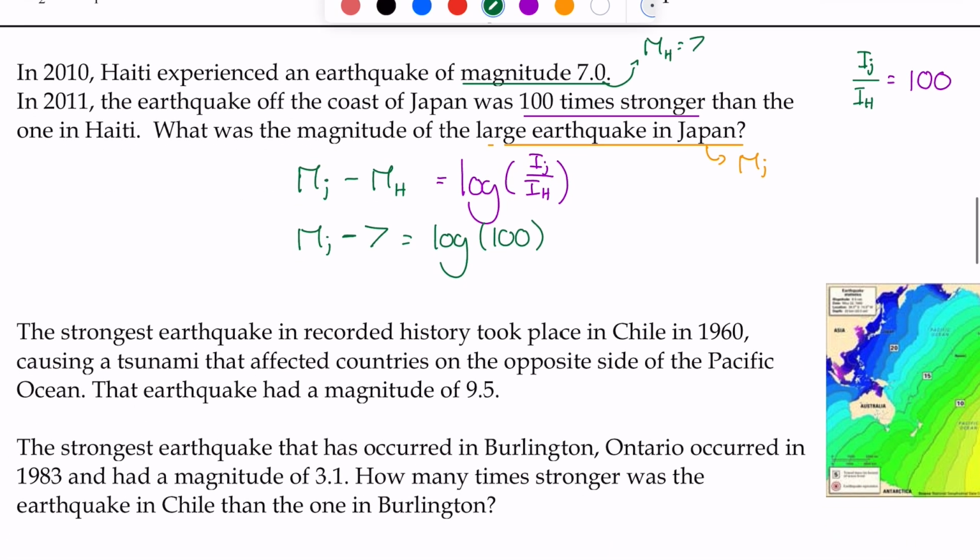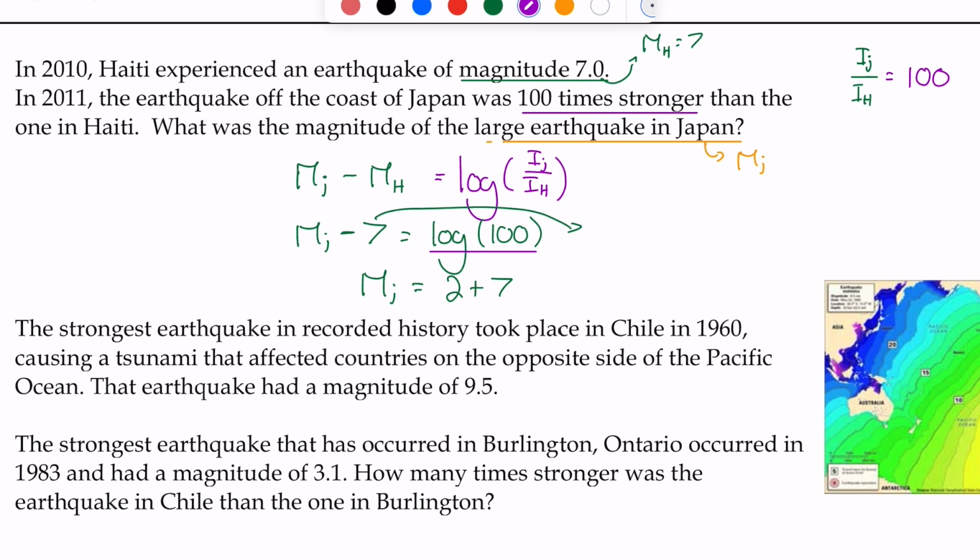So then the earthquake that happened in Japan was log 100. So 10 to the what gives you 100? Well, that's 2. Plus 7, so I'm bringing this 7 across here. So all I did was I evaluated this log and wrote it as 2, and I brought the 7 over. So the magnitude of my earthquake in Japan was 9 on the Richter scale.